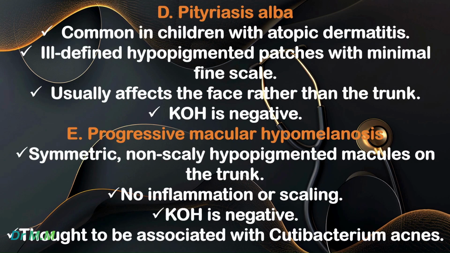D. Pityriasis alba. Common in children with atopic dermatitis. Ill-defined hypopigmented patches with minimal fine scale. Usually affects the face rather than the trunk. KOH is negative. E. Progressive macular hypomelanosis. Symmetric, non-scaly hypopigmented macules on the trunk. No inflammation or scaling. KOH is negative. Thought to be associated with Cutibacterium acnes.